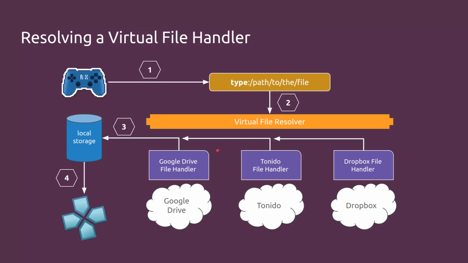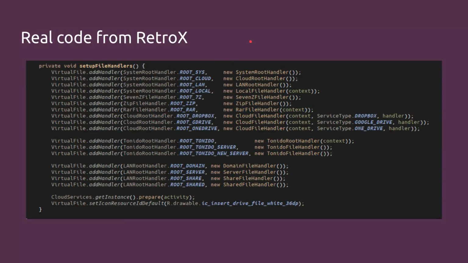The ones that do the magic are the file handlers. Here you can see the real code from RetroX where I create the file handlers. For example, here you can see the handlers for Tonido, the handlers for NAS, the handlers for Dropbox, G Drive, OneDrive. Also, you can see there are special handlers for compressed files. So for RetroX, a compressed file is another storage.